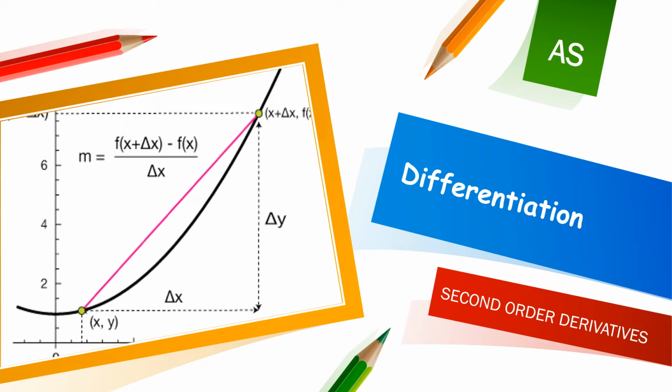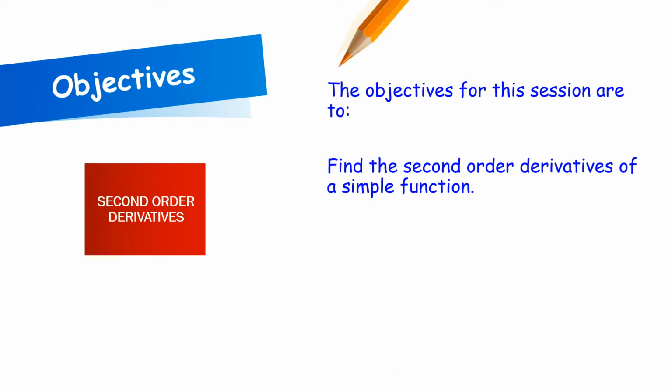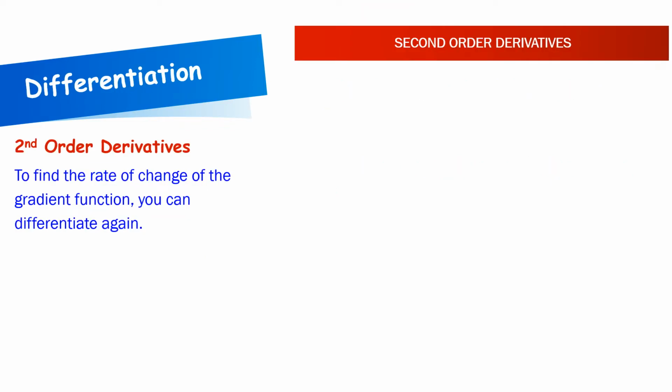Welcome to the session on differentiation, second-order derivatives. The objectives for this session are to find the second-order derivatives of a simple function. To find the rate of change of the gradient function, you can differentiate again.